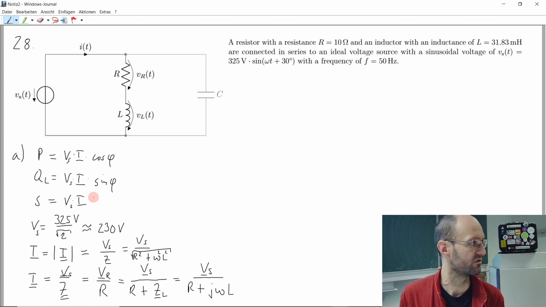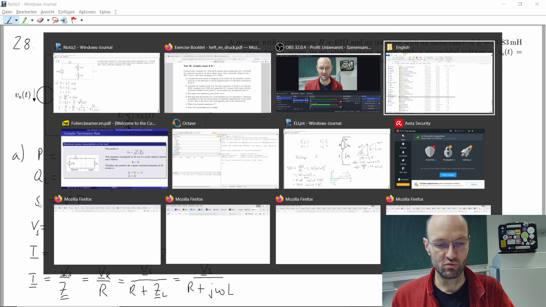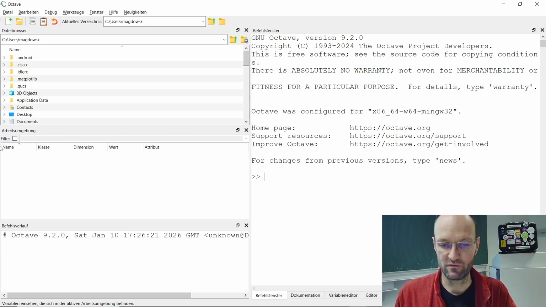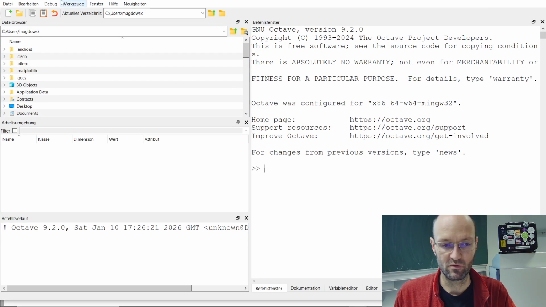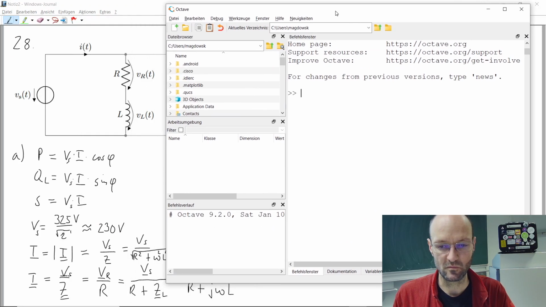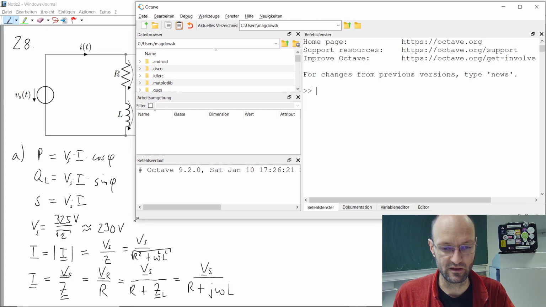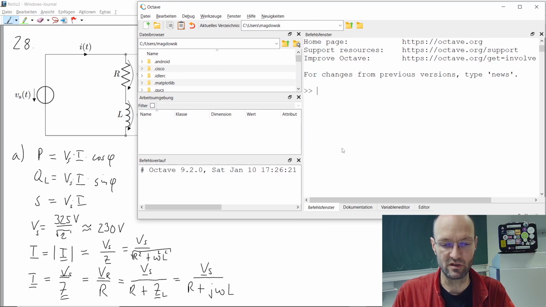Then we can insert this into these equations, and we should get the real power, reactive power, and apparent power. Okay, so then let's do this calculation in Octave. I've already opened it up. I will make the window a bit smaller and move it here to the right side so that I have some more space for typing.